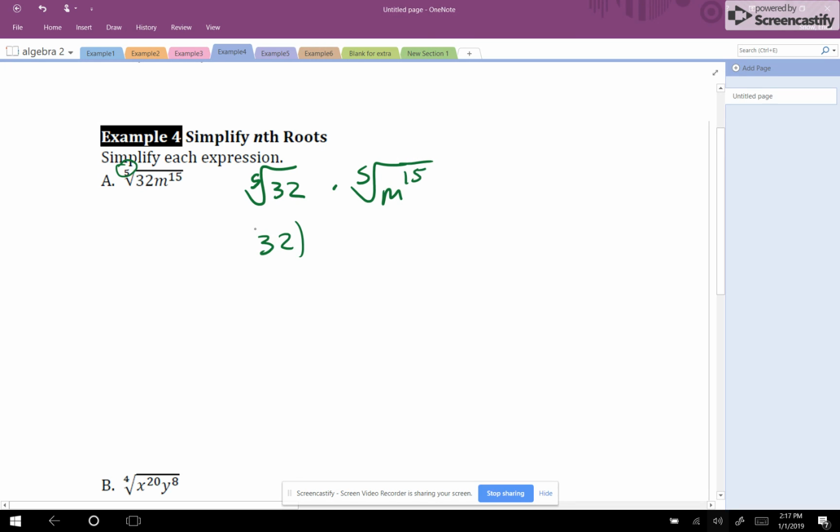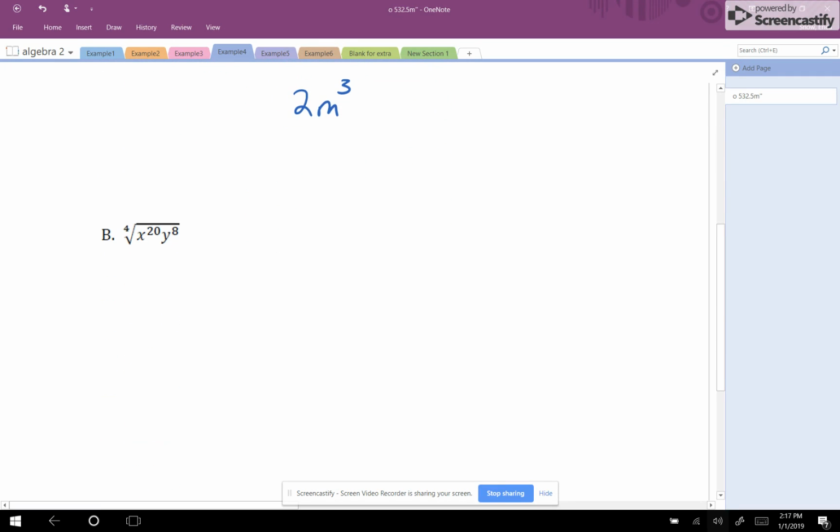Then we know that this is 2. This 15 becomes the numerator in our fraction. The 5 is the denominator. Then you can simplify this fraction, guys. That fraction, what does it simplify into? It simplifies into 3. So this is going to be m cubed. So that is just 2m cubed.